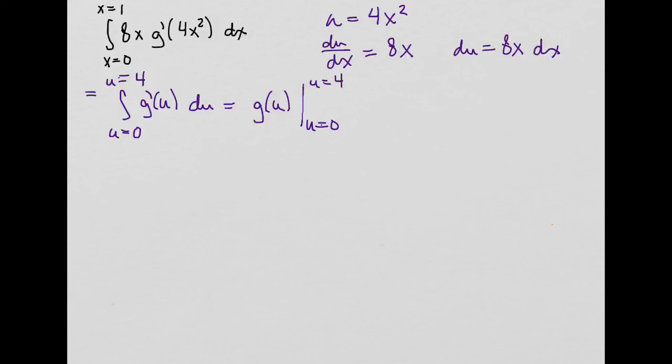So when we solve this, the answer is going to be g of 4 minus g of 0. And that's all we can say because we don't know anything else about g prime or g. But you still should be able to do this with something that's a little bit more abstract.